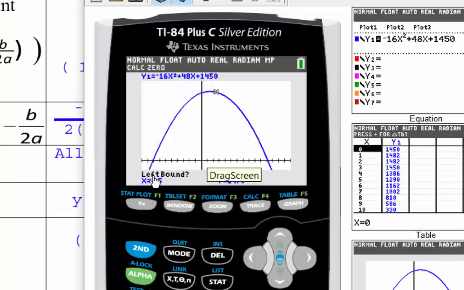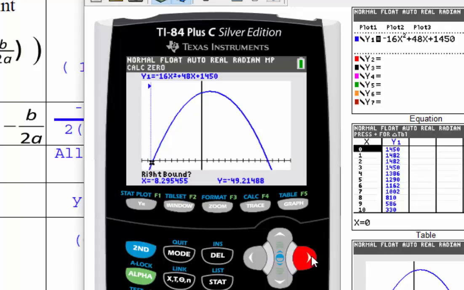Okay, so notice on the bottom of my calculator it says left bound. That's saying move your cursor to the left of where you think the intersection occurs. So if I think the intersection occurs, or the intercept is right where my cursor is blinking, I want to go to the left of that value. So I press the left arrow a few times. So now I'm to the left of that point. I press enter.